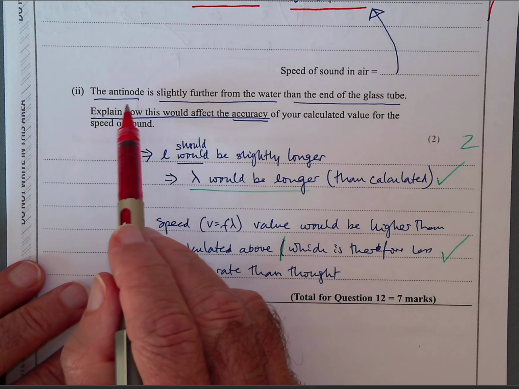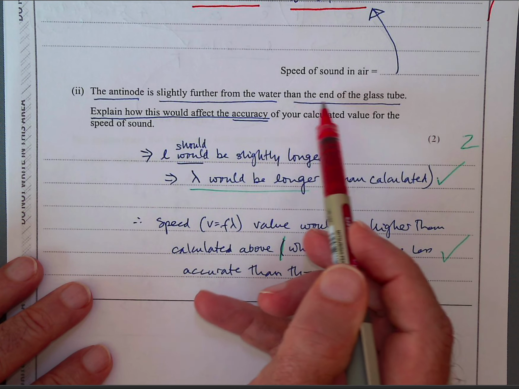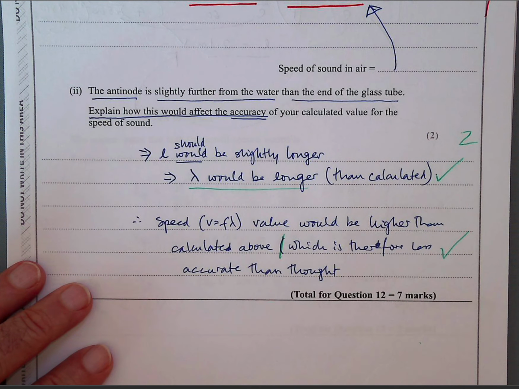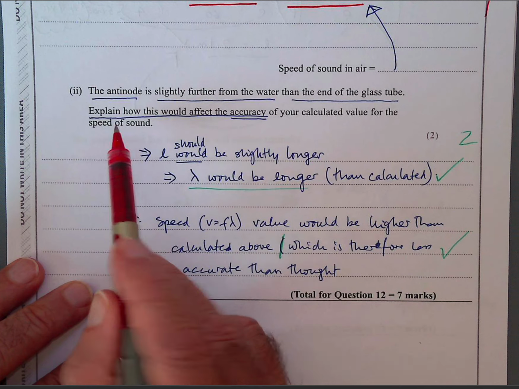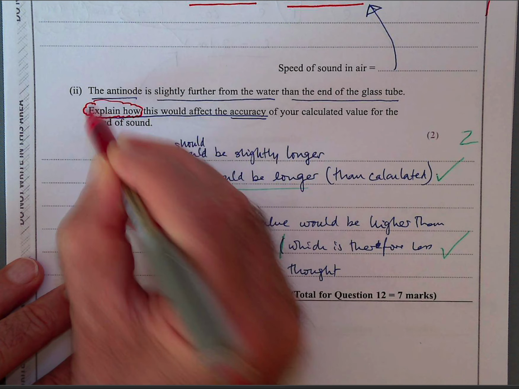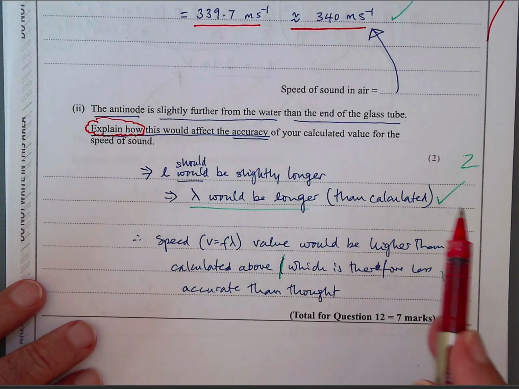The next part of the question. The antinode is slightly further away from the water than the end of the glass tube. In other words, the maximum amplitude is slightly above the glass tube that they've used. Explain, let's say another explain. That means you've got to spell out. Explain how this would affect the accuracy of your calculated value above. So how would this affect it?